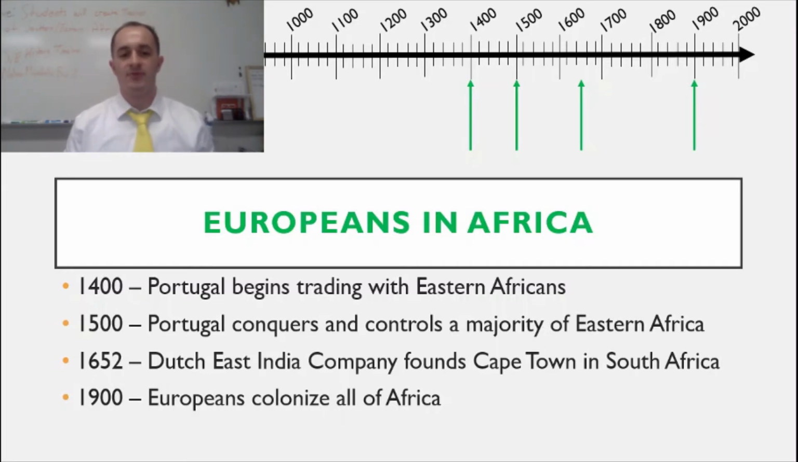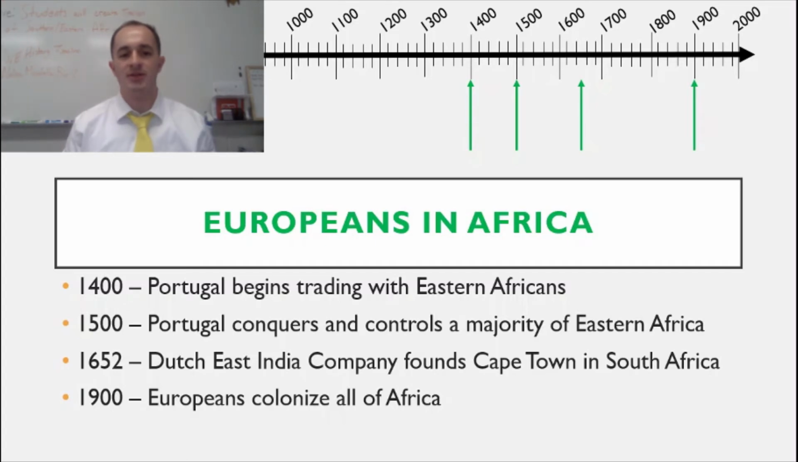Second, we have 1500. Portugal conquers and controls a majority of Eastern Africa. So in this 100-year span, they went from trading and starting to trade with the people of Eastern Africa to conquering and controlling a majority of the area.